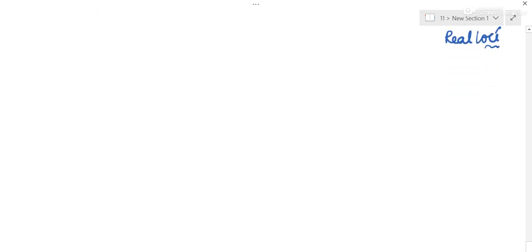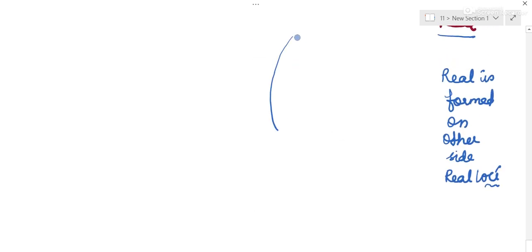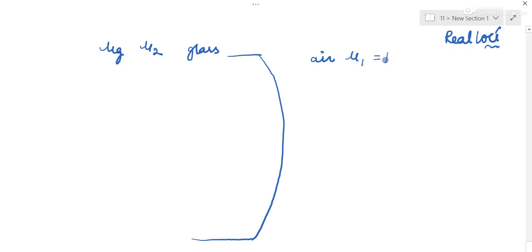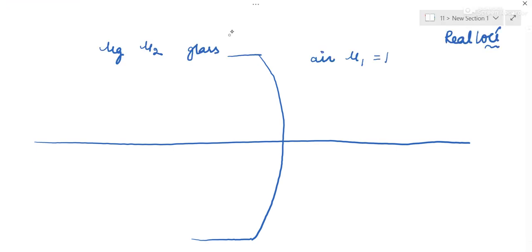So let us see how we will make the diagram. First of all, we should draw a small convex lens, and we should check whether it is rarer to denser or denser to rarer. So this is the surface that we are going to hit against. We are trying to go from glass to air. Glass is mu 2, mu g, and air is mu 1, which is also 1. This is your principal axis. All the lines should be straight in your diagram.